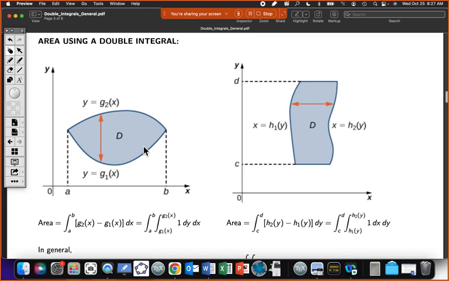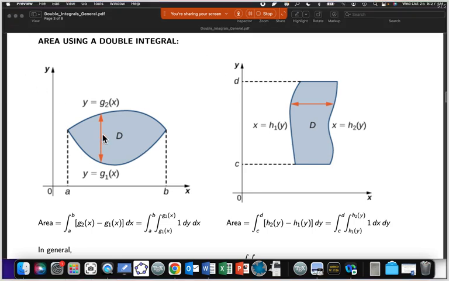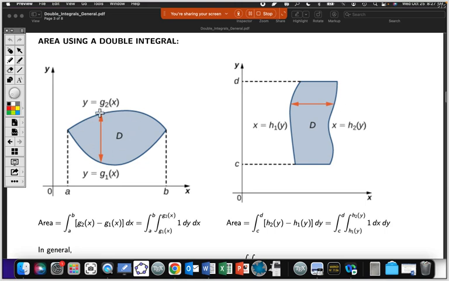Area using a double integral. So let's say you were wanting to figure out the area of this region here. They call it D, probably for domain. Then back in Calc 1 or AP Calc, you would integrate from left to right, top curve minus bottom curve. Okay? So what you could do is think of this as integrating 1 dy from the lower curve to the upper curve. You integrate dy, you get y, plug in the top curve, subtract off, plug in the bottom curve, and analogously you could do the same thing.